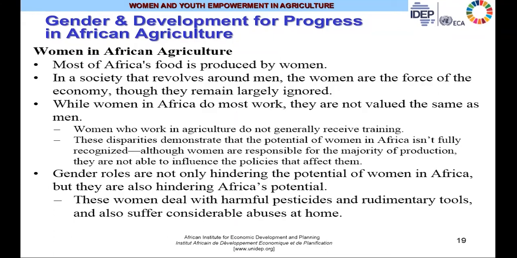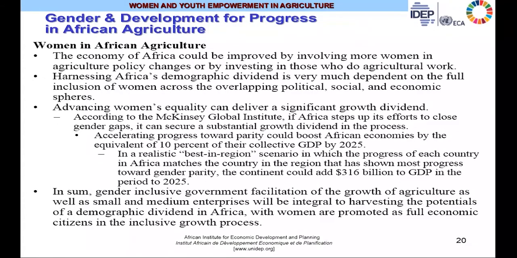Although women are responsible for the majority of production, they are not able to influence agricultural policies, which affects their activities. So gender roles are not only hindering the potential of women in Africa, but they also hinder Africa's potential. These women deal with harmful pesticides, for example, and rudimentary tools, and also suffer considerable abuses at home. So it is important that a significant proportion of Africa's population must be empowered if the country is to reap a dividend out of its population.